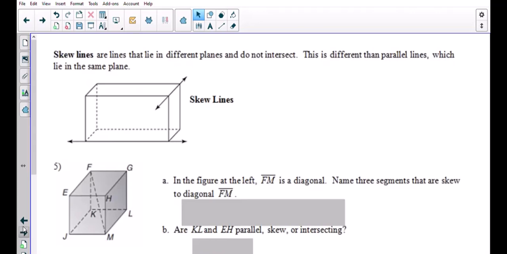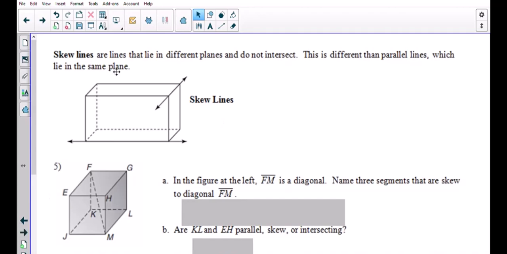This is something that I don't know if it would show up on like a PSSA kind of test, but a few years ago it was some random topic they threw into 7th grade standards. And so I added it into the notes, and it's not a bad idea to talk about it, just kind of visualizing things in 3 dimensions. But skew lines are lines that lie in different planes and they do not intersect. This is different than parallel lines, which do lie in the same plane.